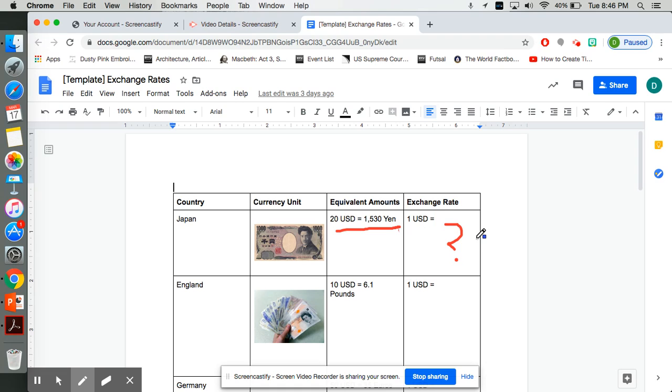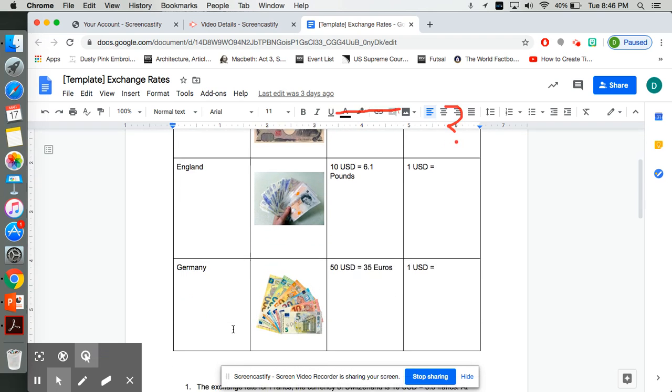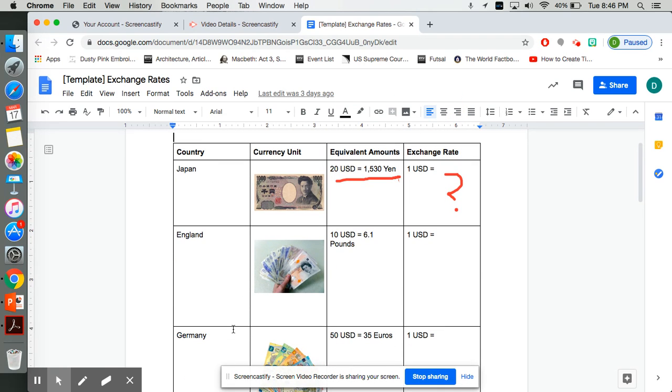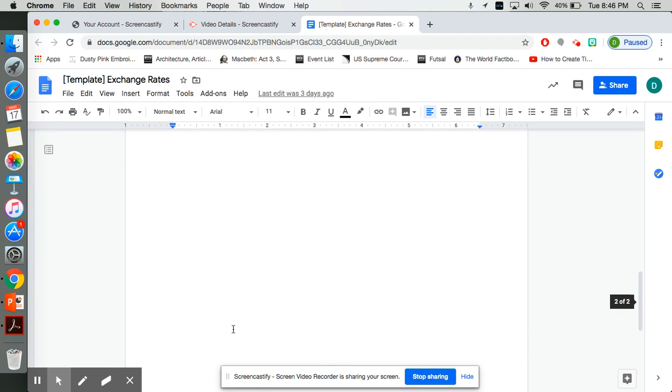To figure that out, I'm going to have to divide 1,530 by 20. And when I find out what that number is, that's how much 1 US dollar is worth. So I'm going to go down here and do my math on the next page. I'm going to do 1,530 divided by 20. I'm going to draw that for you.